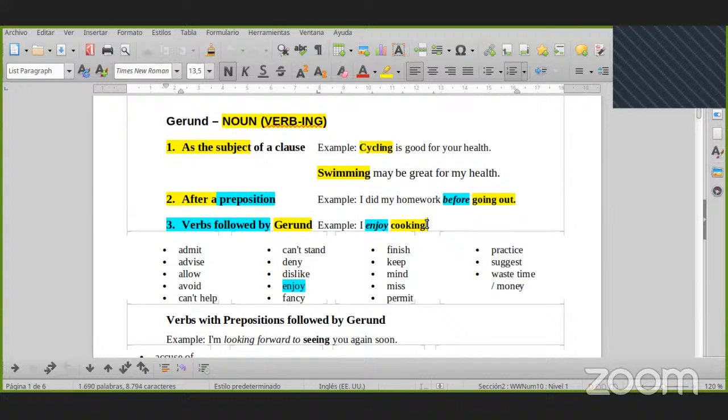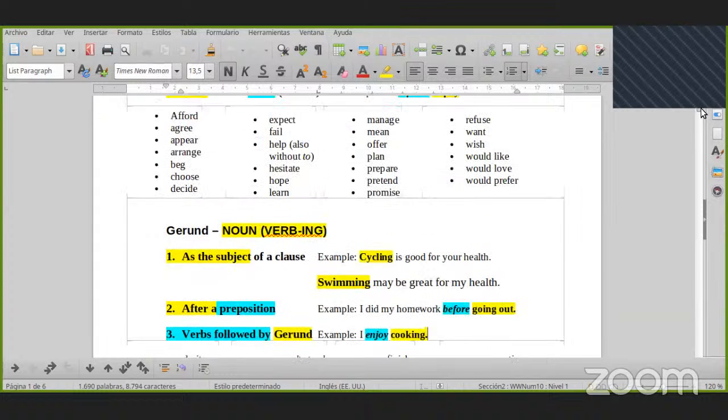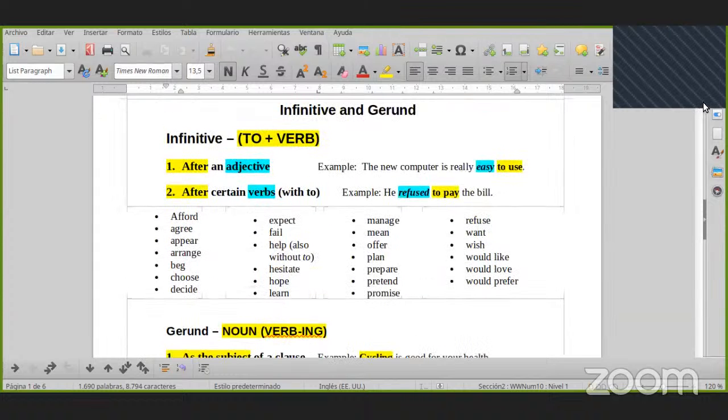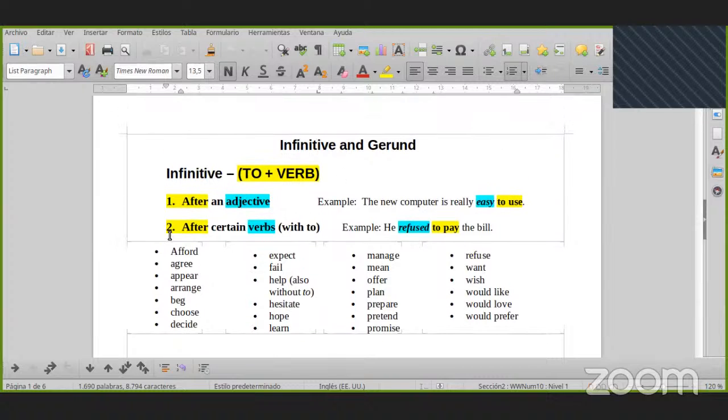Okay, so there are other verbs like here in the document, like afford, agree, appear, arrange, okay.